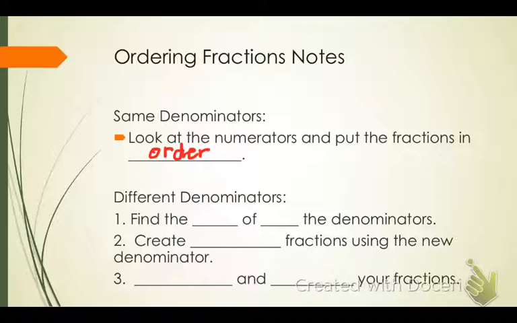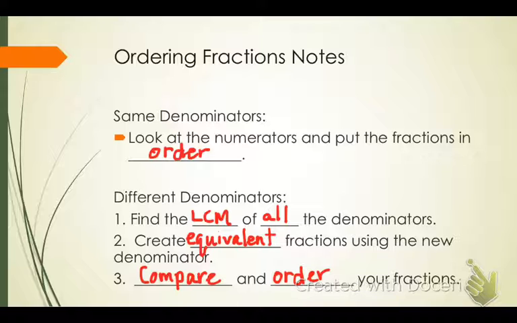However, if they have different denominators, then you find the LCM of all the denominators. And again, you will create equivalent fractions using the new common denominator, and you will compare and order your fractions. That's why you had to do comparing first. So what does that look like?